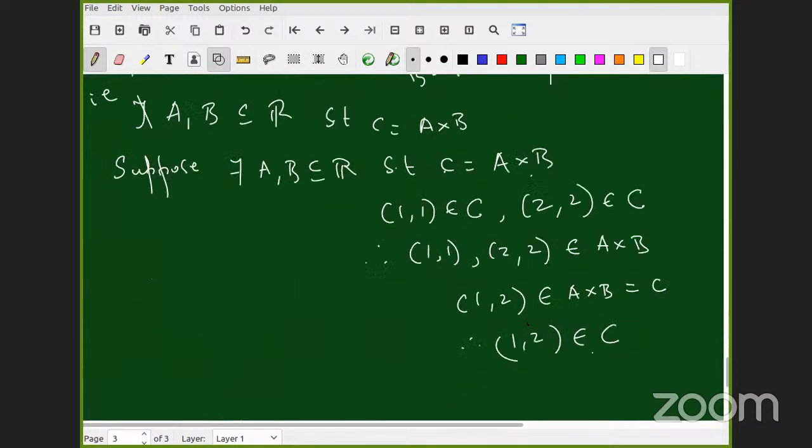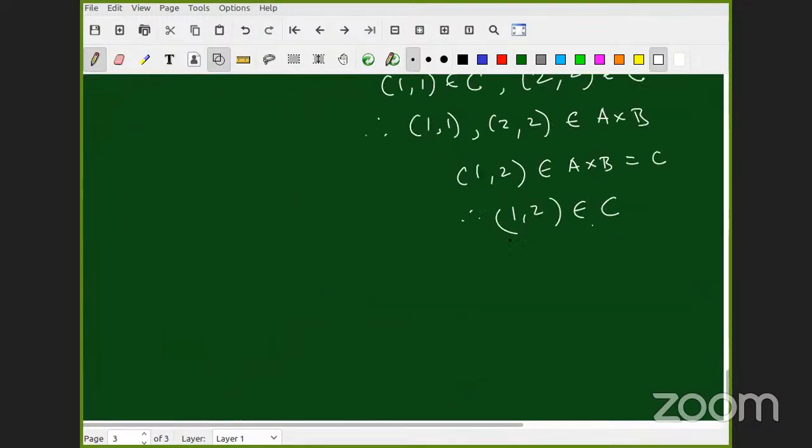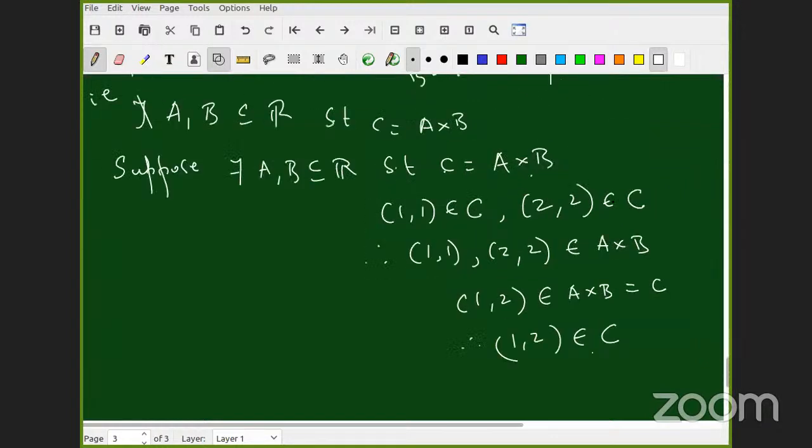Now here, I'd like to know why 1 comma 2 belongs to A cross B. Can somebody explain why the point 1 comma 2 belongs to A cross B? And sir, just now we answered it. Yeah, I know that.